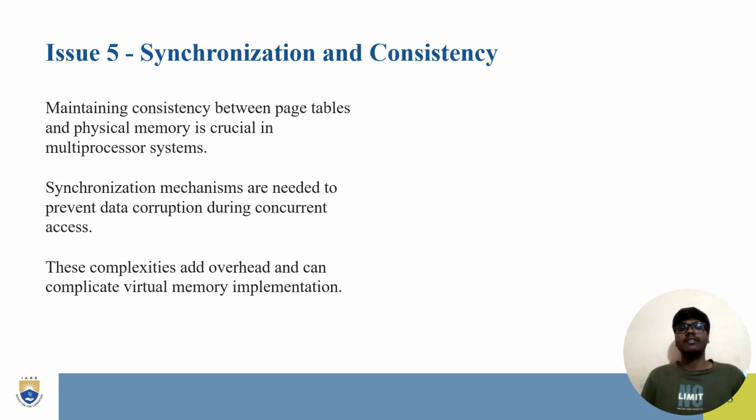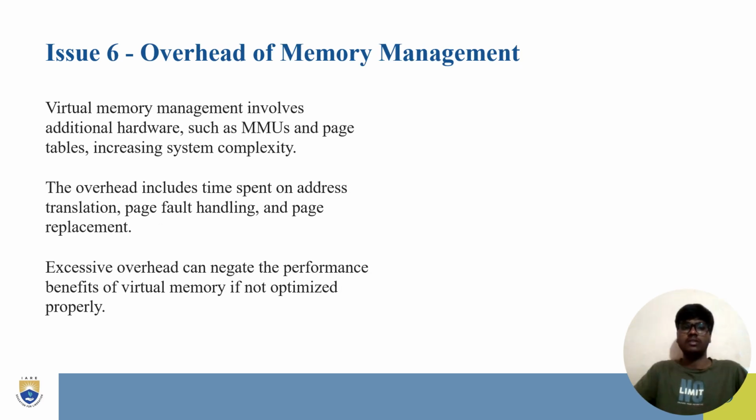Issue 5, synchronization and consistency. Maintaining consistency between page tables and physical memory is crucial in multiprocessor systems. Synchronization mechanisms are needed to prevent data corruption during concurrent access. These complexities add overhead and can complicate virtual memory implementation. Here, maintaining consistency between the tables and physical memory is crucial for multiprocessor systems.